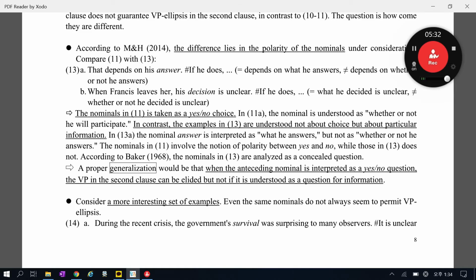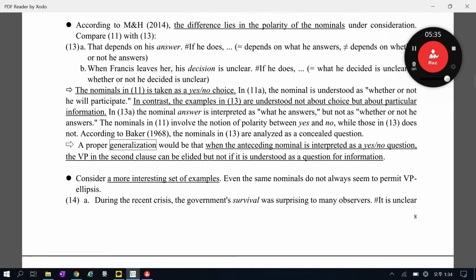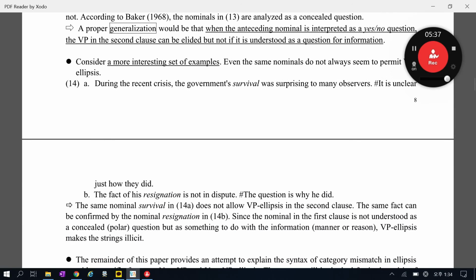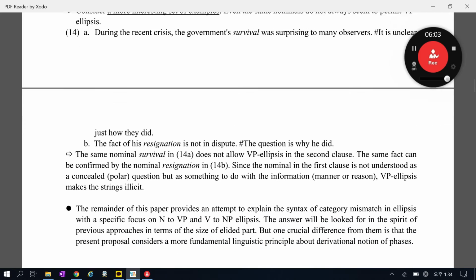Consider a more interesting set of examples in 14. The same nominal survival in 14a does not allow VP ellipsis in the second clause. The same fact can be confirmed by the nominal resignation in 14b. Since the nominal in the first clause is not understood as a concealed or a polar question, but has something to do with information, like manner or reason, VP ellipsis makes the string illicit.